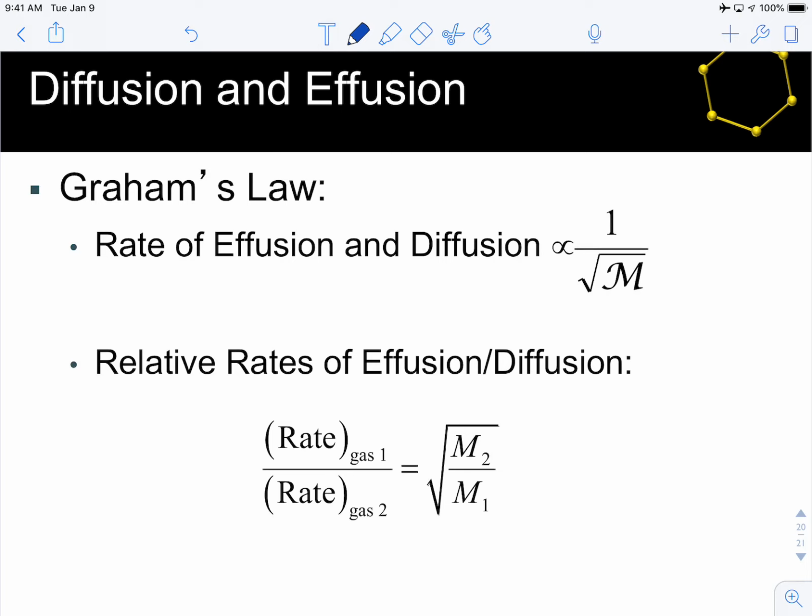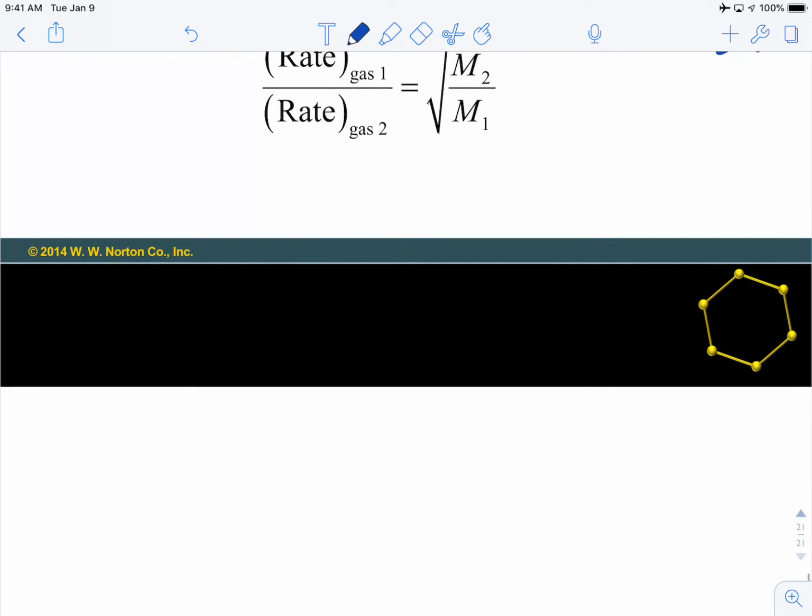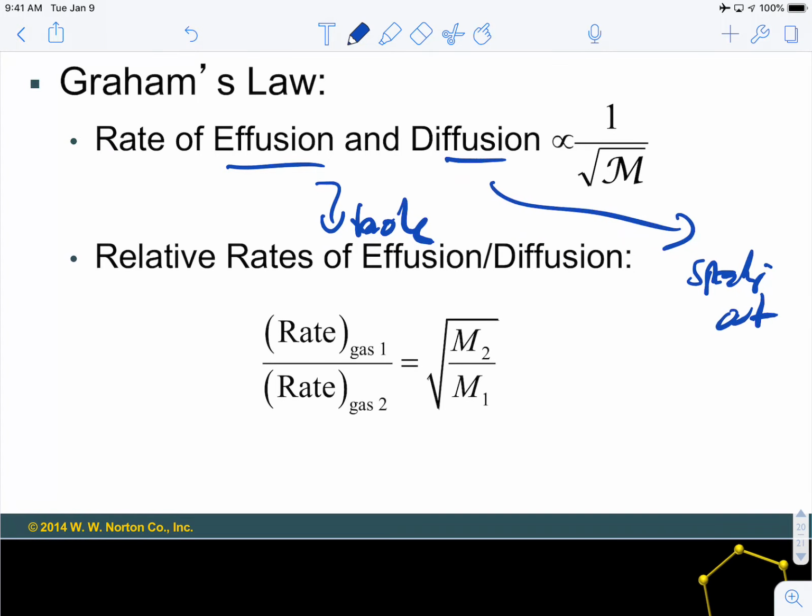Diffusion and effusion, I need to distinguish between those. You do not have to know this mathematically, just conceptually, that the heavier the gas, the slower the diffusion or the effusion. That's why it's inversely related, right? You got it, the square root of the molar mass. Effusion is gas moving through a hole, like escaping from a balloon. Diffusion is just spreading out. So that's the difference between those two. But basically, we apply the same laws, and we'll talk about that a little bit, not much, in class.